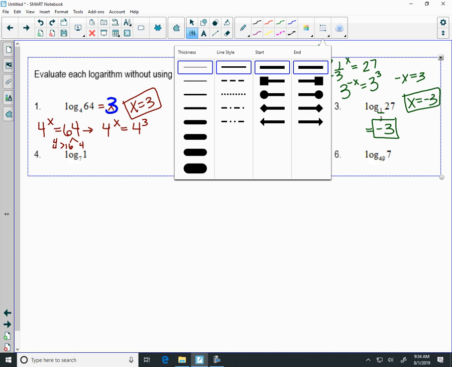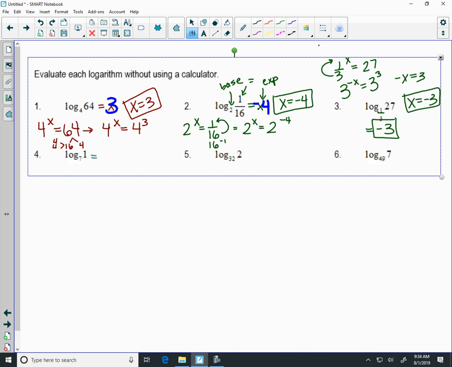All right, a couple more problems here. 7 to what power gives us 1? Well, anything to the 0 is 1. So what I just wrote there is 7 to the 0 power is 1. Okay, 32 to some power is 2. I'm going to use x here. 32 to the x equals 2.